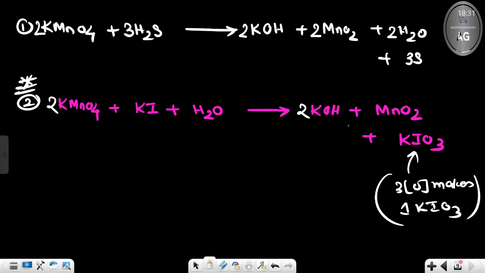This side 7 oxygen, this 2. Oh, okay, Mn2 is missing. Correct. Done. Now it's done. 2 plus 4, 8. 8 plus 1, 9. Then 2 plus 4, 6 plus 3, 9. Done. Clear? So this reaction is very important because this is a little bit out of the box reaction.